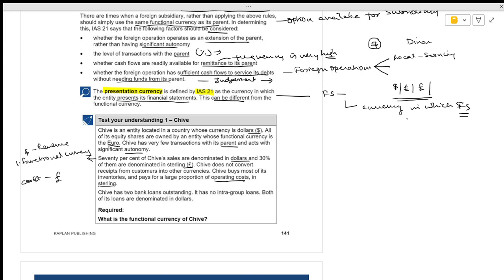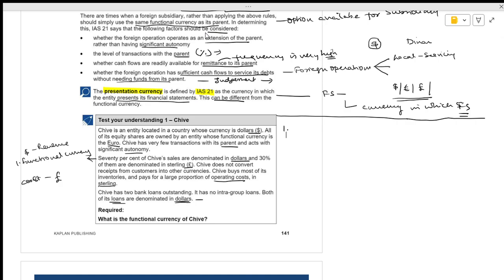Now CAI has 2 bank loans outstanding. It has no intra-group loan. Both loans are serviced in the same currency. See, you have to make sure that you write in detail, point by point, on what basis we are going to conclude which currency is the functional currency.